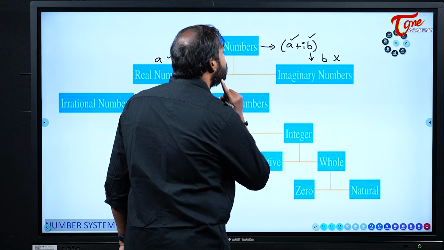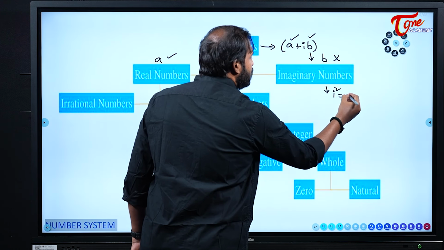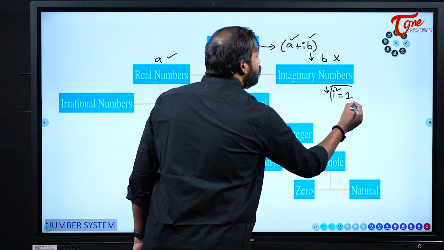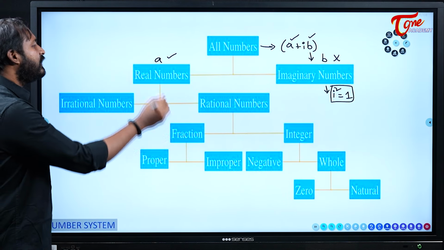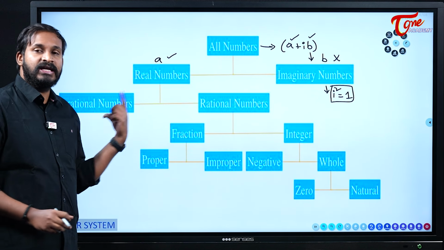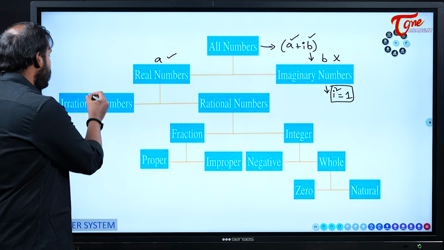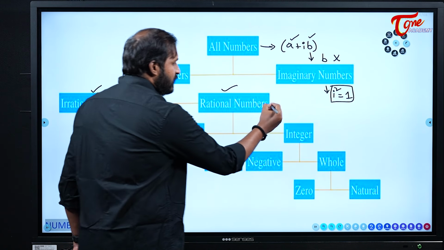When it comes to imaginary numbers, we only observe one thing, that is i square is equal to minus 1. This is the only thing you should know in case of imaginary numbers, nothing more than that. Now, the real numbers are further segregated into two things: irrational numbers and rational numbers. So, what is meant by rational numbers?